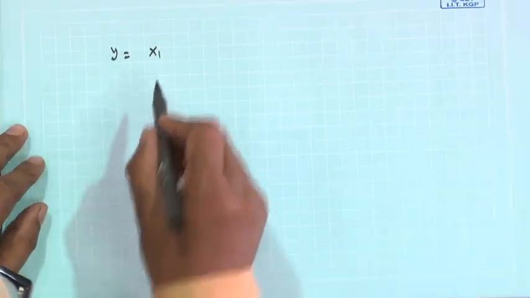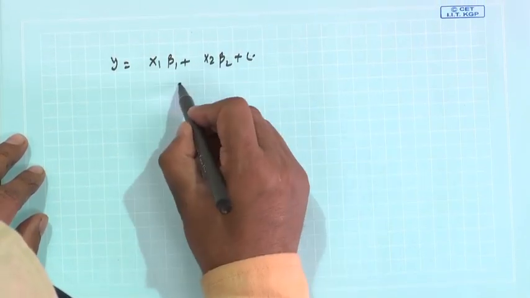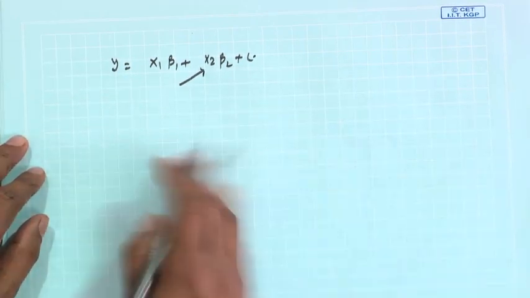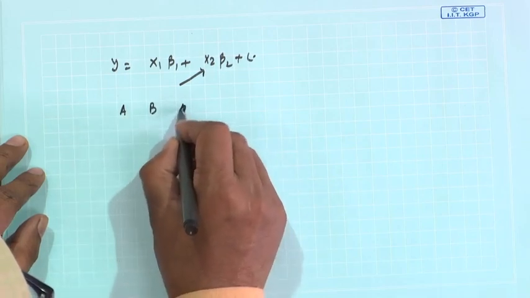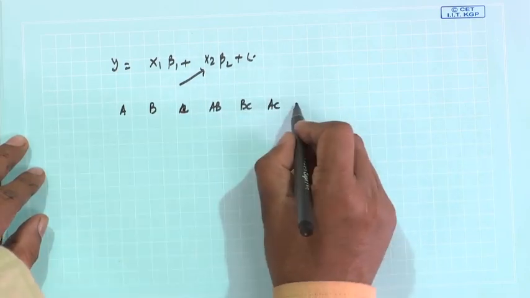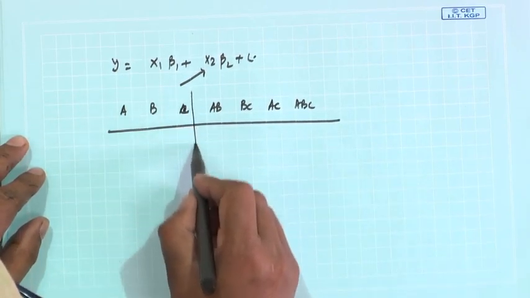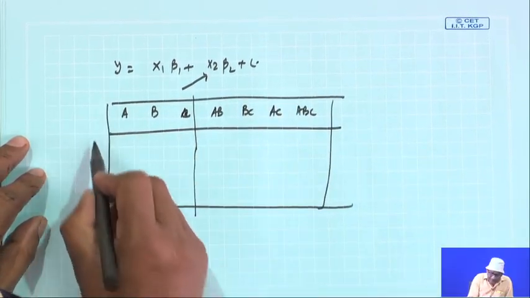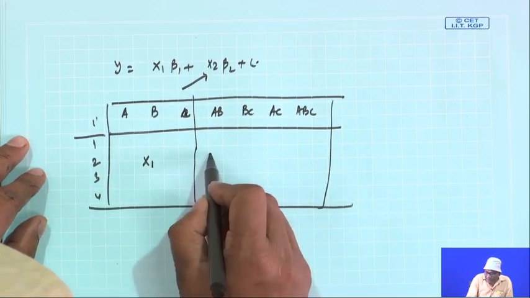So, now we consider y equal to X1 beta 1 plus X2 beta 2 plus epsilon, where X2 talks about the other terms. So, what is the full design? A, B, C, AB, BC, AC, ABC. So, what have we considered? We have considered A, B, C only, so this portion you have not considered. You have I, equal to 1, 2, 3, 4. This is what X1 considers, but this is X2.